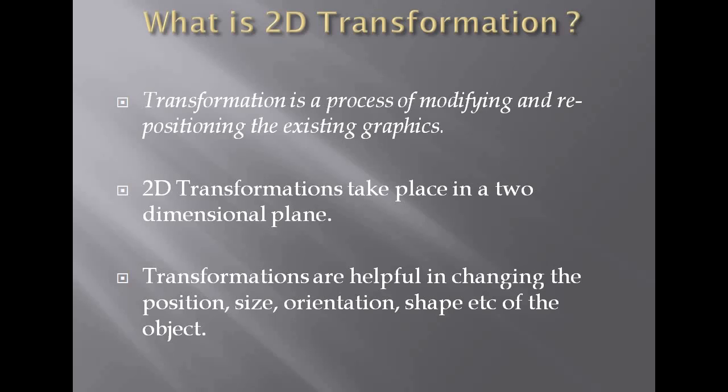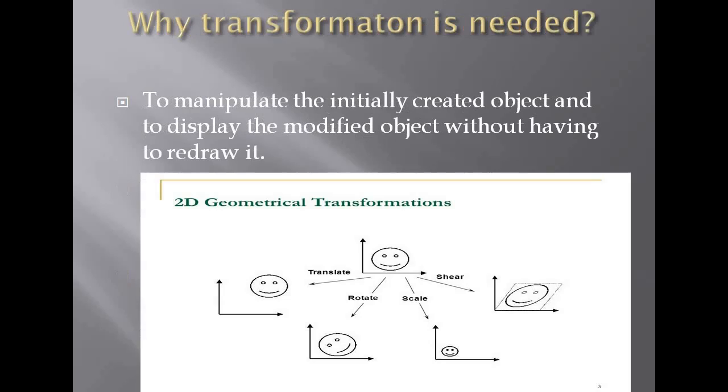In 2D transformations, we change the object with the help of its position. In computer graphics language, changing the position is known as translation. Then resizing the object is known as scaling. Then orientation is known as rotation, and changing the shape of an object is known as shearing of the object. These are the techniques that we use in 2D transformation that we will study next.